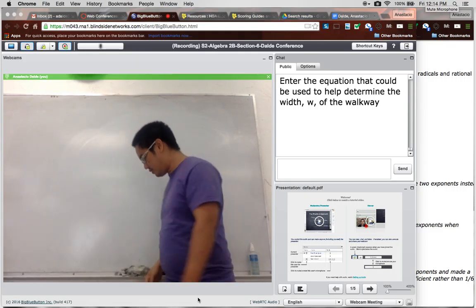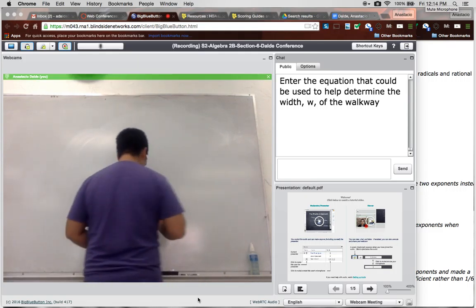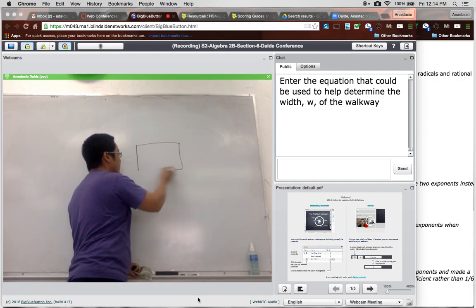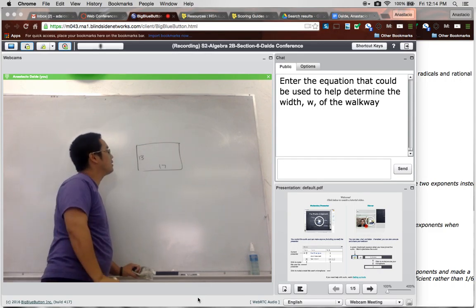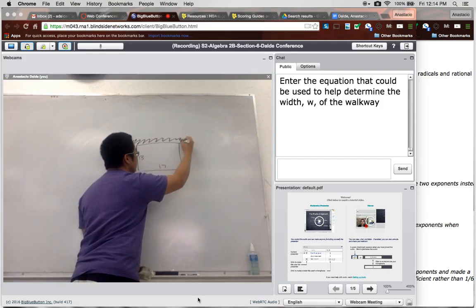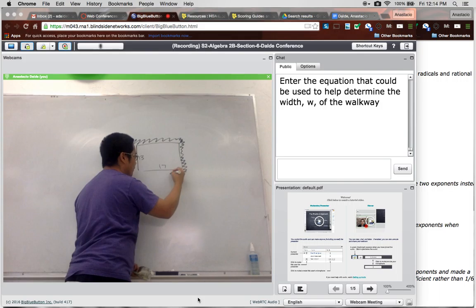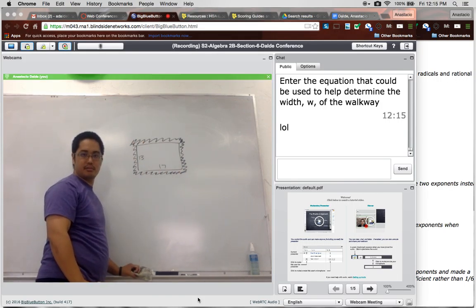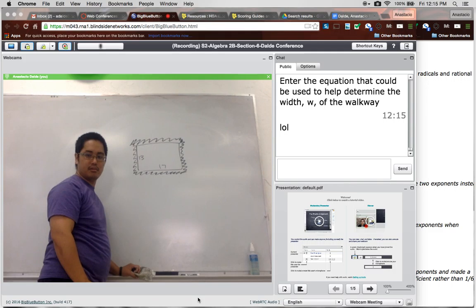A rectangular garden measures 13 meters by 17 meters and has a cement walkway around the perimeter as shown. The width of the walkway remains constant on all four sides. The garden and walkway have a combined area of 396 square meters.